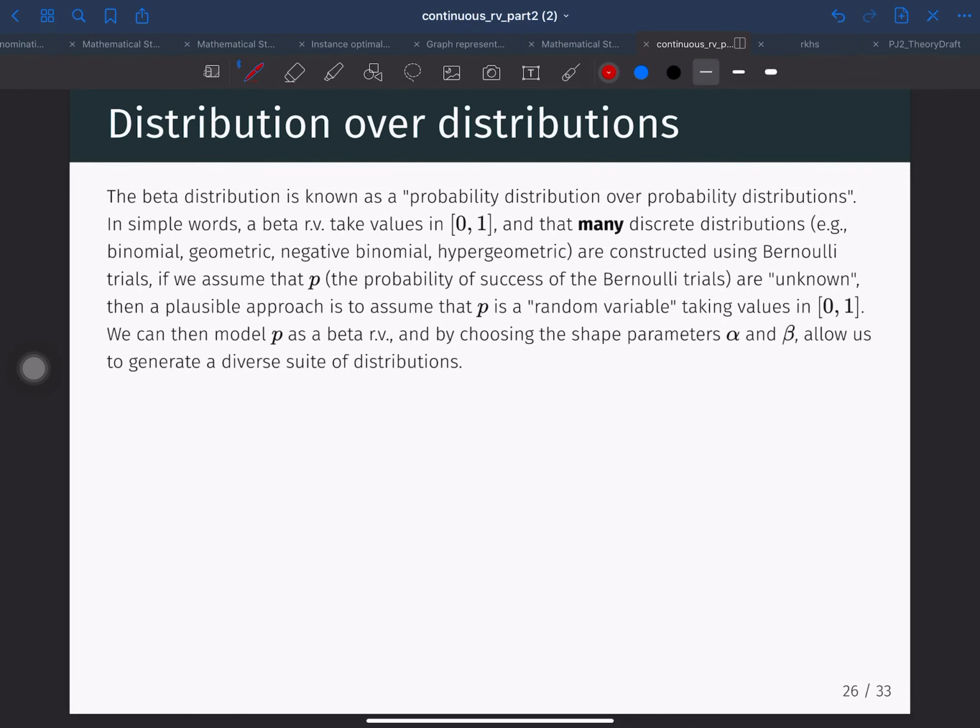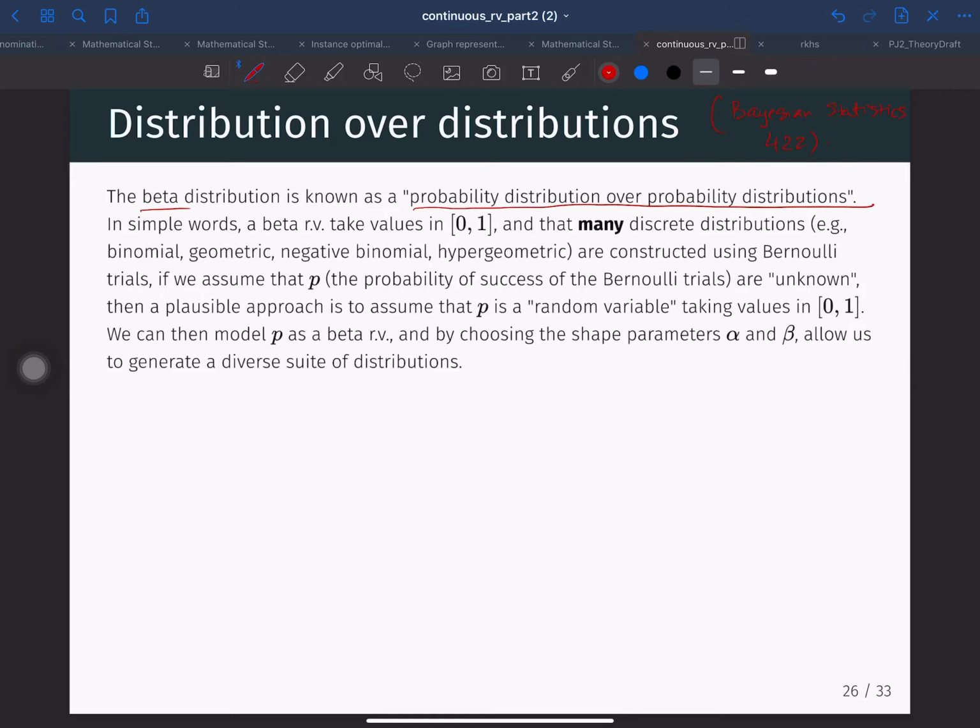So the beta distribution turns out to be very popular, used in what is known as Bayesian statistics. You may take a look at this one, maybe get a glimpse in 422. But in any case, the beta distribution is known as a probability distribution over probability distributions. So let's see what this means.